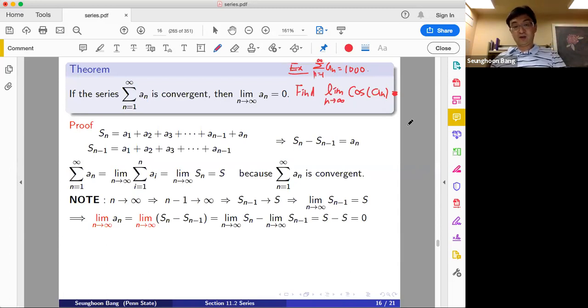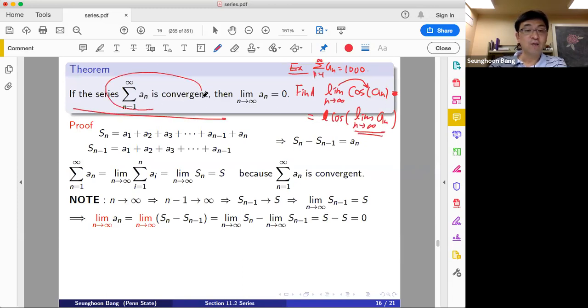Cosine 0 is 1. So let me see. Here, it's the same as the limit going inside: 1. So what does it mean? We have cosine of the limit as n approaches infinity of a_n. What is the limit of a_n? You can use the theorem, the series convergence theorem here. The series is 1000, so it converges. What's the limit of a_n? Always 0. So we have cosine of 0. Cosine of 0 is 1. So that's it. This is the whole idea by using the theorem. It's always true, like this.